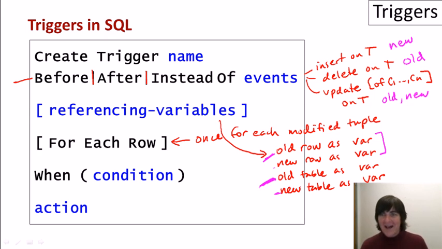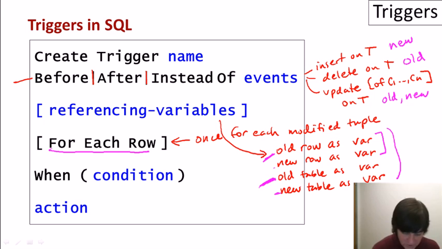Finally, if we have a row level update, then we can have all 4 of these. But if we have a statement level update, then we would only have the old table and the new table. And just to clarify, when I say row level, I mean that for each row is present. And when I say statement level, I mean that for each row is not present. Okay, so now we've covered those clauses. Fortunately, the last 2 are a little bit easier.